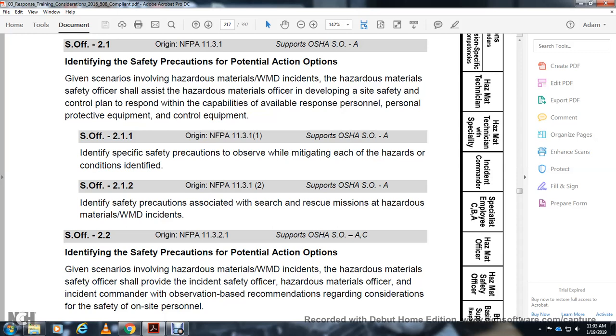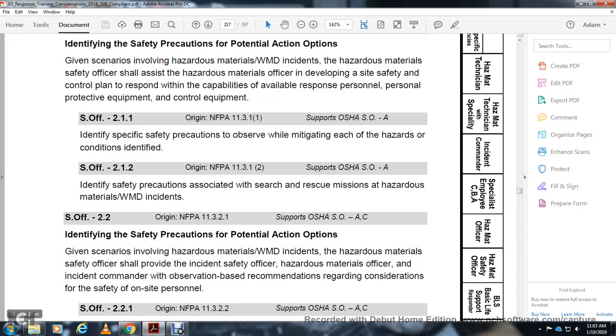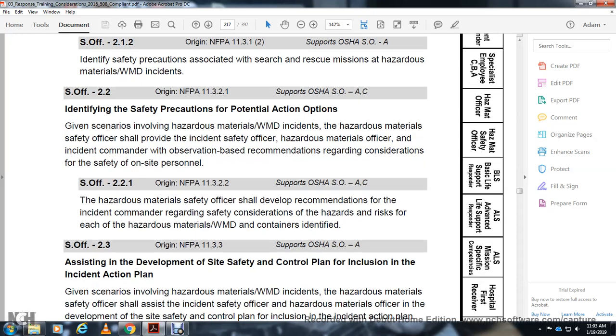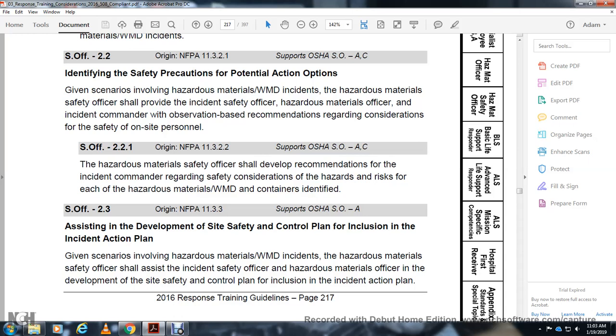command, based on the observations and recommendations regarding the consideration of safety. On-site personnel with the hazardous material safety officer shall develop a recommendation for the incident commander regarding safety considerations of the hazard risk of each hazardous material weapon of mass destruction contained. Identify and assist in the development of the site safety control plan and its inclusion in the incident action plan.